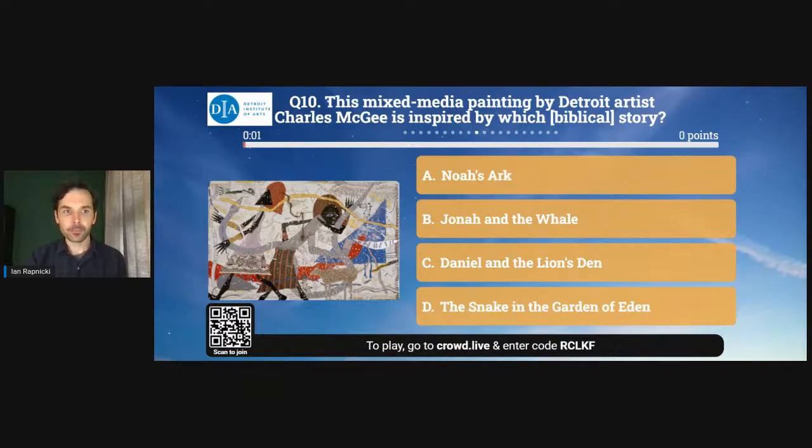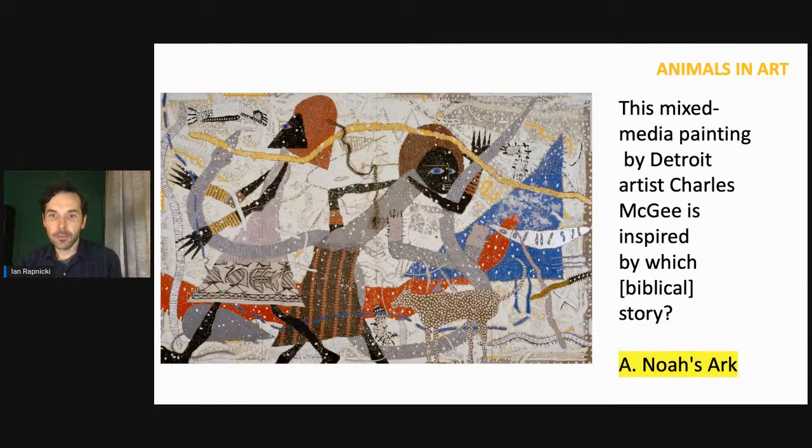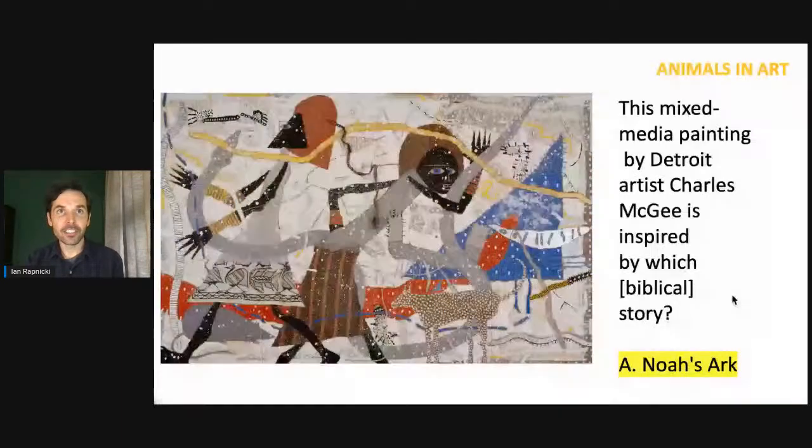Time's almost up. Ding, ding, ding. Correct answer is Noah's Ark. This piece called Noah's Ark Genesis was created in 1984 by Charles McGee, who recently passed away. This piece is pretty fun to explore in person because it's made of all sorts of different materials, including rope, paper, mud cloth. There's an actual bumblebee that's glued to the surface there too. Do I have an animation here? Oh, there it is. There's actual Bumblebee.